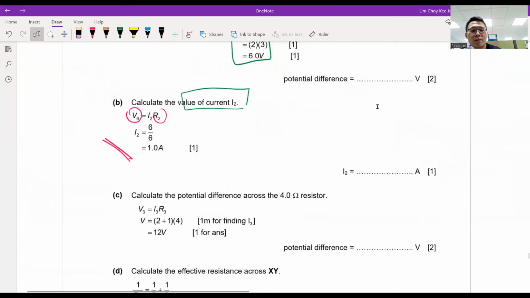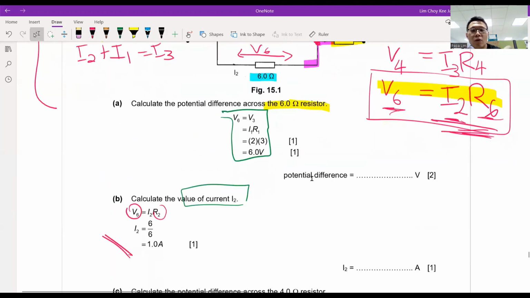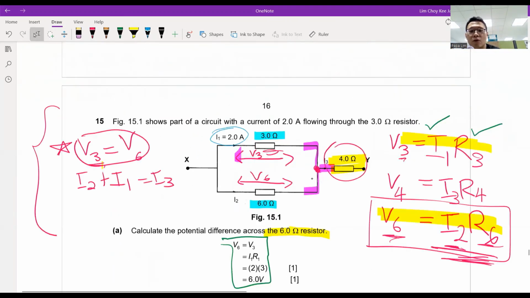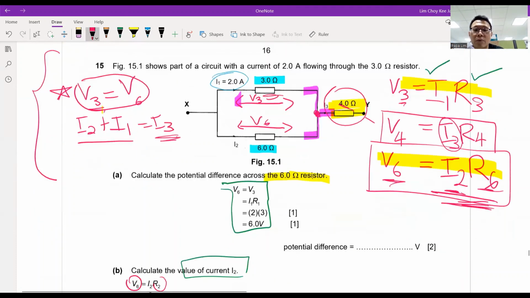Now, for part C, potential difference across the 4 ohm. The easiest is to use V4 straight away, with the formula V4 equals I3 times R4. R4 given is 4 ohm. I3, do I know I3? Yes, I know. I3 is the sum of I2 and I1.